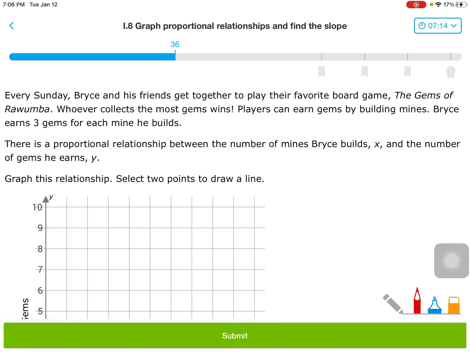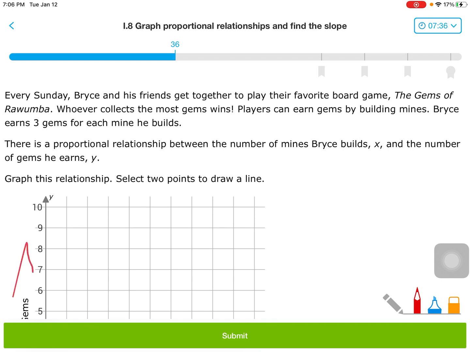Okay, so here we have: every Sunday Bryce and his friends get together to play their favorite board game, the Gems of Raumba. Whoever collects the most gems wins. Players can earn gems by building mines. Bryce earns 3 gems for each mine he builds.